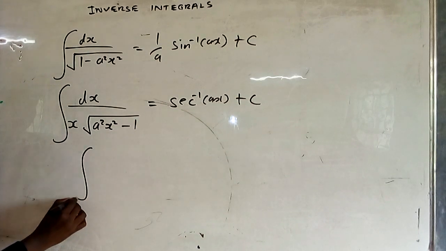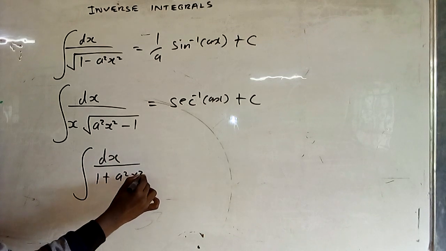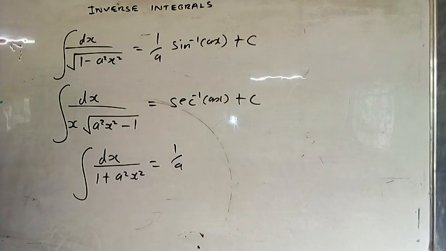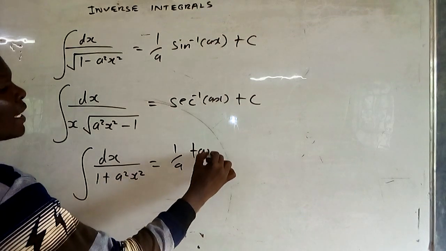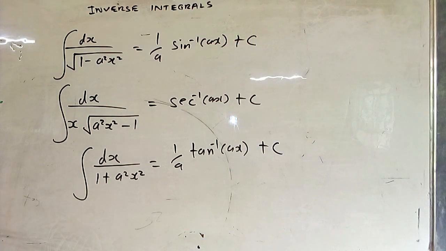Then we've also found that when you have dx over 1 plus a squared x squared, then you are supposed to get 1 over a tan inverse of ax plus c. These are standard integrals. You don't need to derive them, you use them. Are you seeing that? Those are standard integrals. Let's go to the hyperbolic. We see how the hyperbolic standard integrals behave.